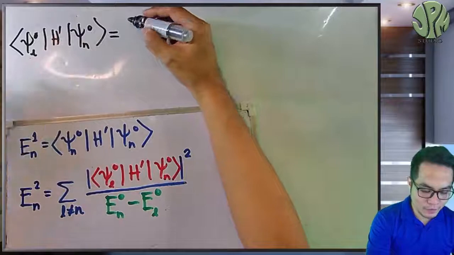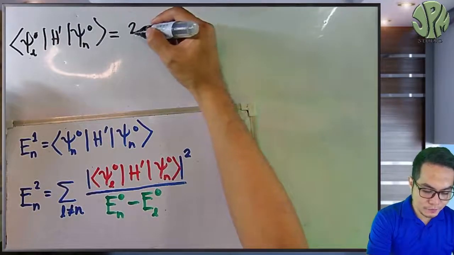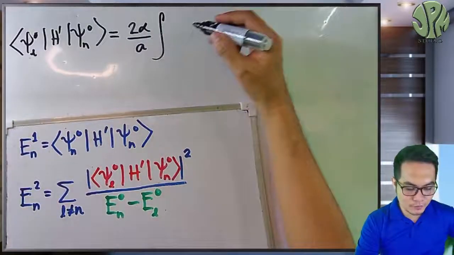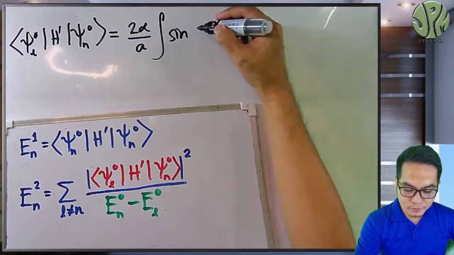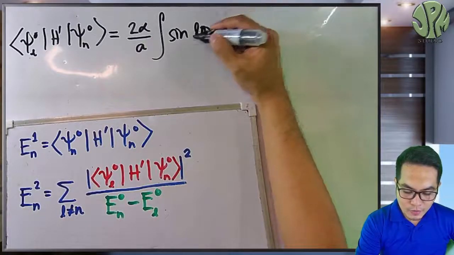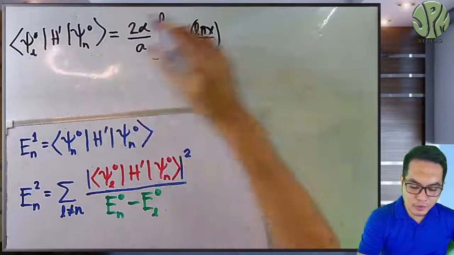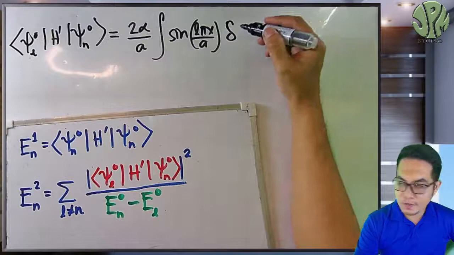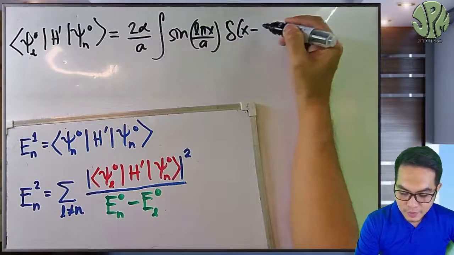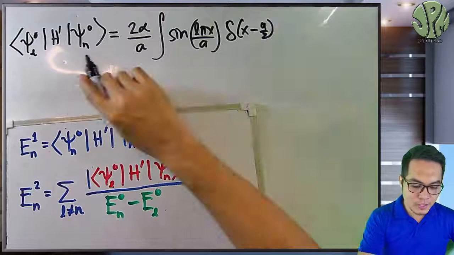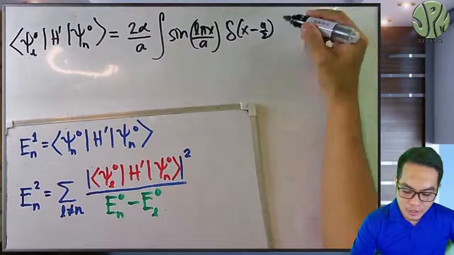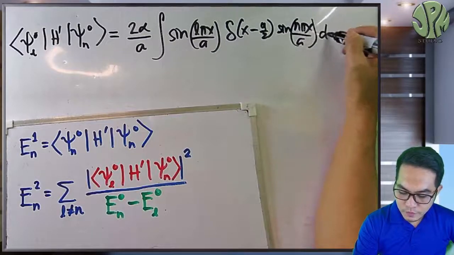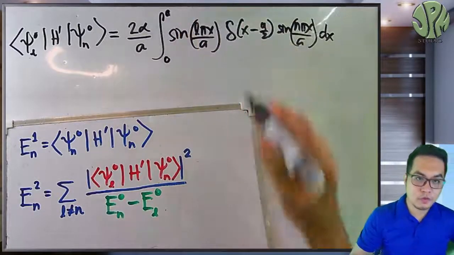So you will have a factor of 2 over a, and then times alpha, so 2 alpha over a, and then the integral of sine L pi x over a, and then in the middle you have the Dirac delta function, your perturbation, which is just alpha times the Dirac delta function, x minus a over 2, and then for this one you have sine n pi x over a dx. This is from 0 to a.